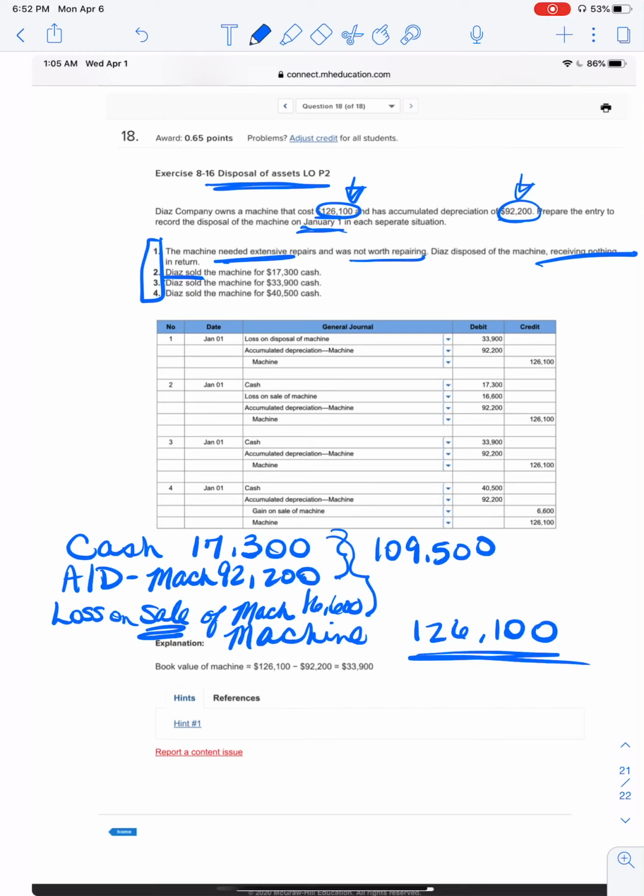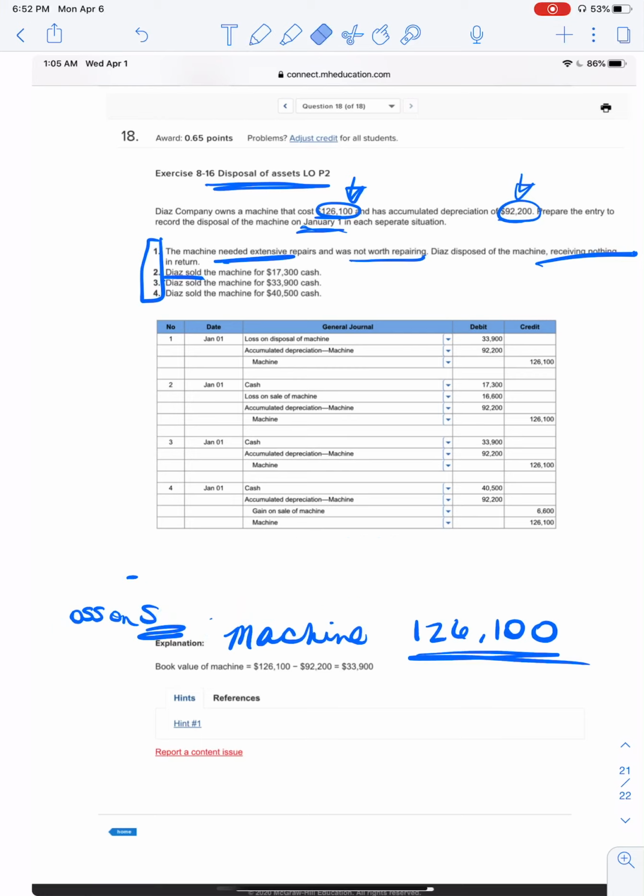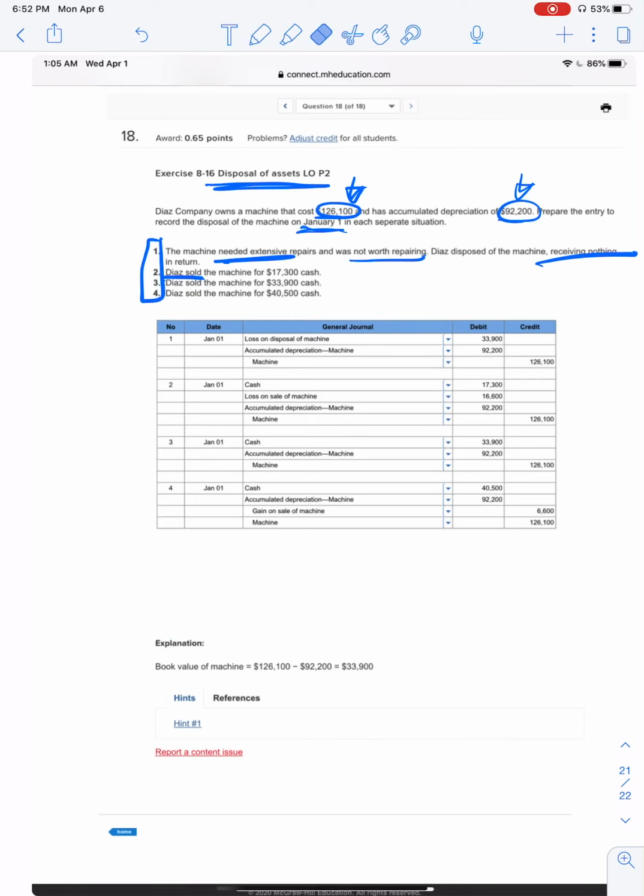So that handles the second situation as well. Once again, cash and accumulated depreciation go on the balance sheet. The machine goes on the balance sheet as well, and the loss will move to the income statement. So that handles number 2. Moving on to number 3 then. What they tell us here is that we sold this machine again, but now we sold it for $33,900.